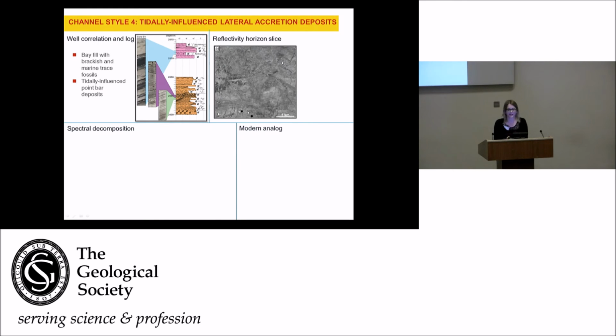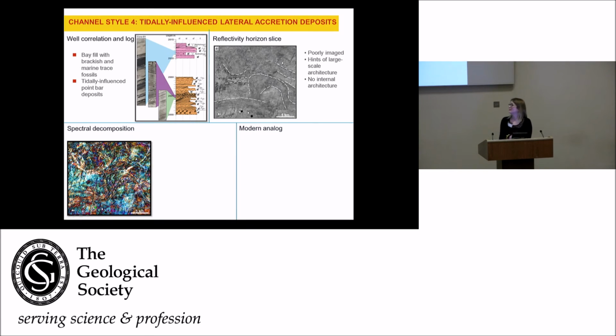If we look at the reflectivity slice, we really don't see much. We've got some vague outlines of some of the larger deposits, but again, not much information on the internal architecture. But the spectral decomposition slice really does show quite a difference. You've got quite a lot of contrast between what we've interpreted as channel belt deposits and the overbank fines. And there's also some hints of lateral accretion going on in there.